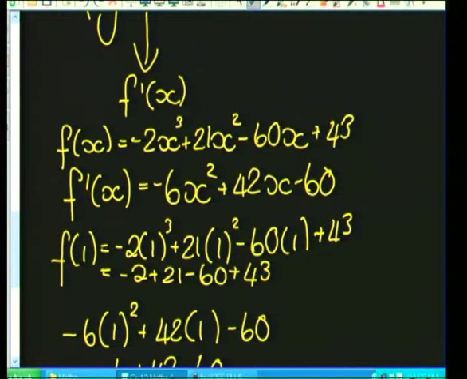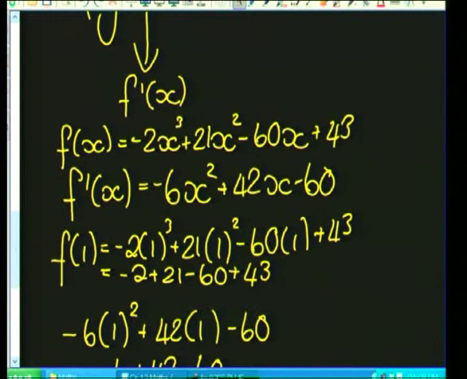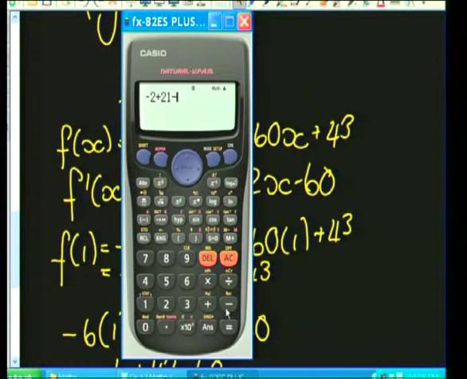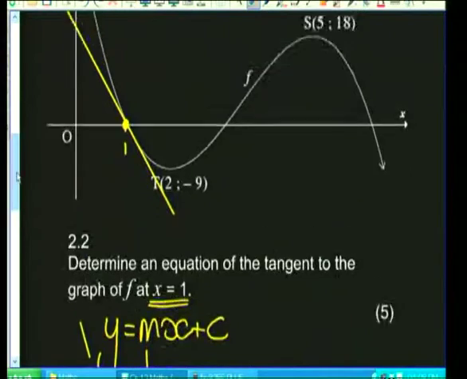Negative 2 plus 21 minus 60 plus 43. Let's see. Negative 2 plus 21. Now I've lost it. Minus 60 plus 43, and we get 2. Okay, so that means that where x is equal to 1, the y coordinate at that point of contact is 2. Okay, so we're going to call that the point of contact between the tangent and the graph.